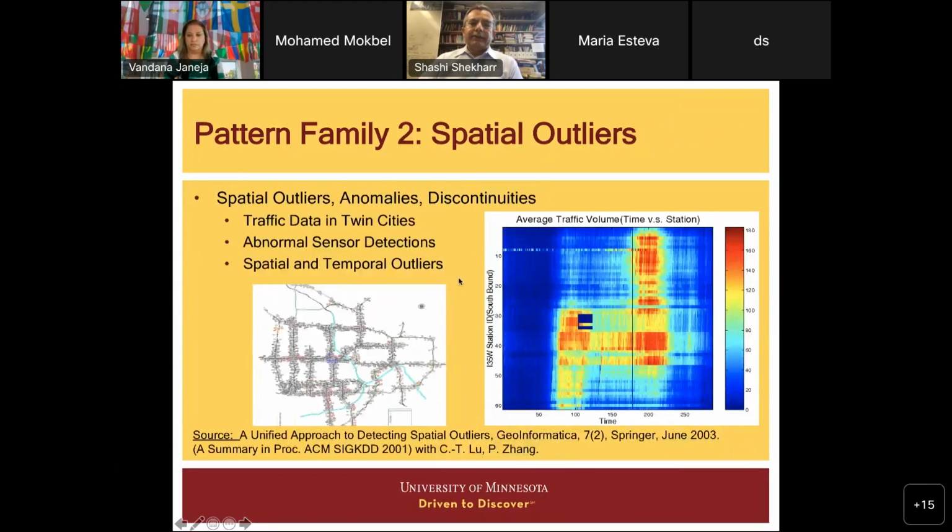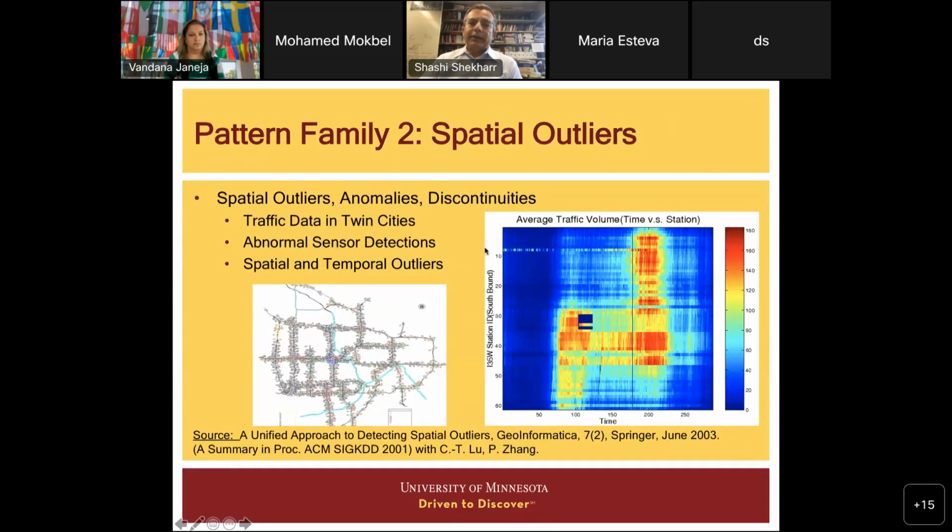Let's look at another family, which is the flip of hotspots, and we call them spatial outliers. You can think of them as discontinuities, spatial anomalies, and so on. And I will show you one example from our own work. So this is from the traffic data from the Minneapolis-St. Paul area. There are about 4,000 sensors on the highway. We were analyzing some of this, and we found an interesting discontinuity on Interstate 35W, which has about 60 stations, each with about 4 sensors.